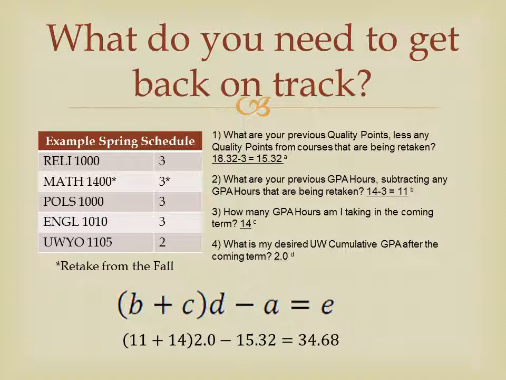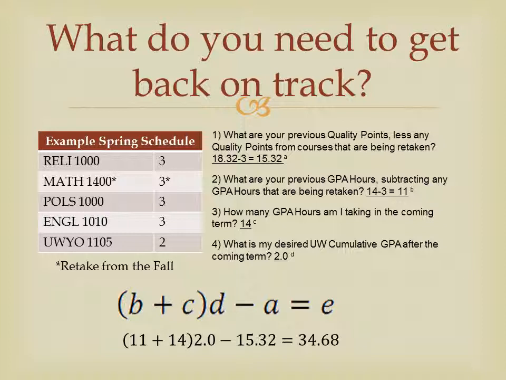In my example here, right, I have an example spring schedule on the screen of Religion 1000, Math 1400, Political Science 1000, English 1010, and then this class, the Academic Success Skills class, UWYO 1105. So Math 1400 in my example is a repeat. And so that makes a big difference. As we learned in the previous lecture, repeating a class is a great idea, right? It's going to replace the previous grade.